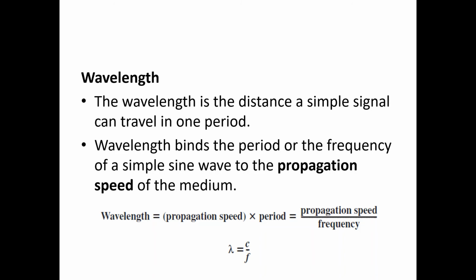Let us try to get the formula to define wavelength. Wavelength is usually denoted by the Greek letter lambda. It is equal to the speed v, or in this case as per your textbook, c, of the wave in the medium divided by its frequency. So lambda equals c by f, where c stands for speed and f stands for the frequency.